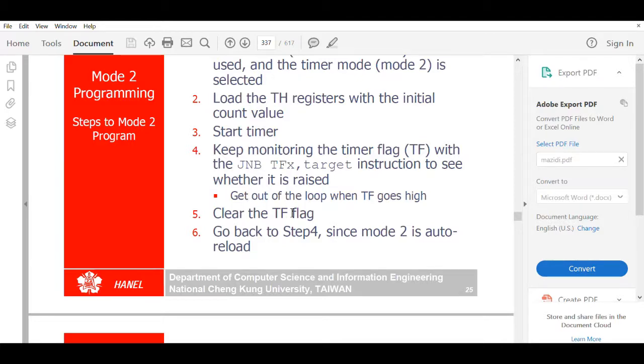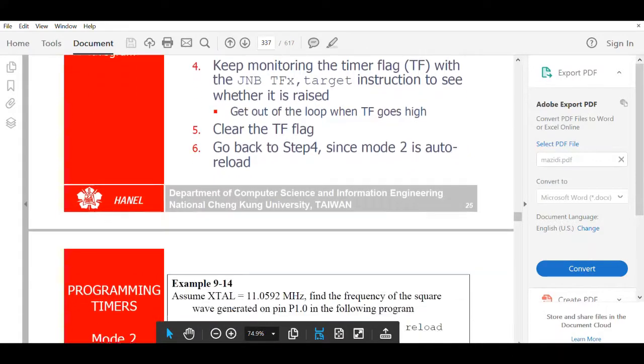And it will go back to step 4. That is, in the earlier case, it will go back to the instruction where it was going to reload the initial value. But in this case, we are just going back to the instruction where the TF or the timer flag is monitored. So that is the difference between mode 1 and mode 2 programming.